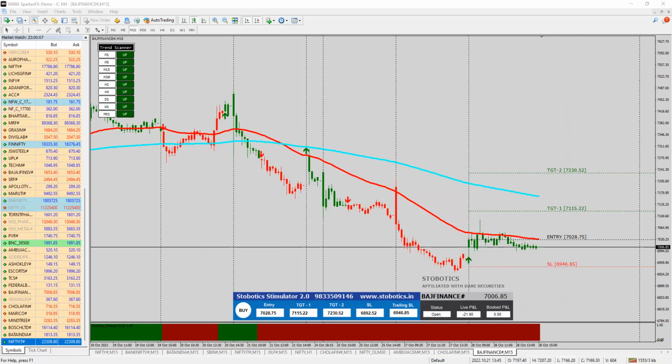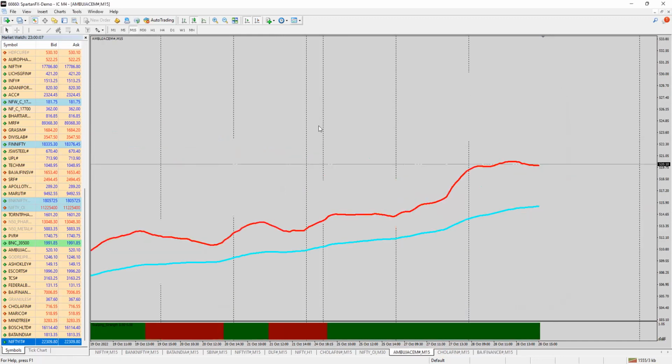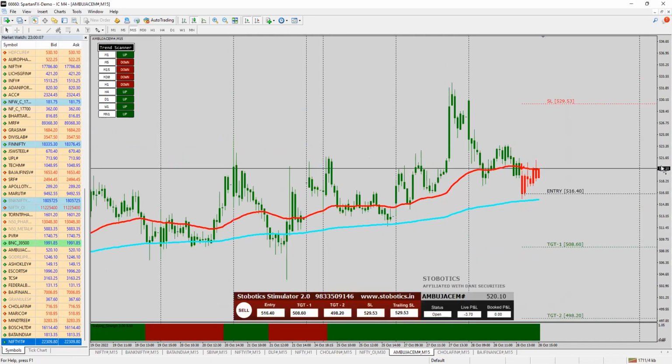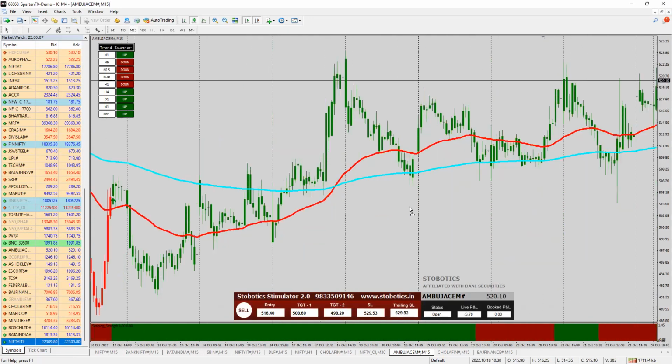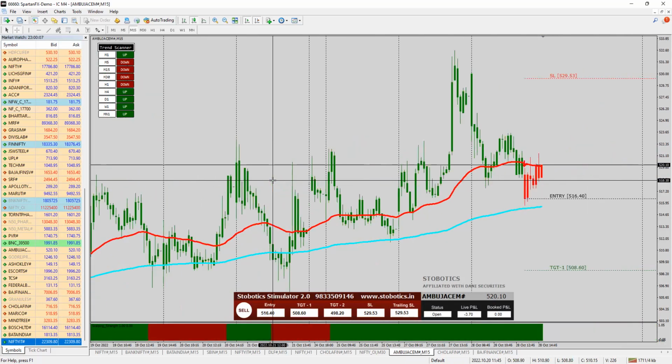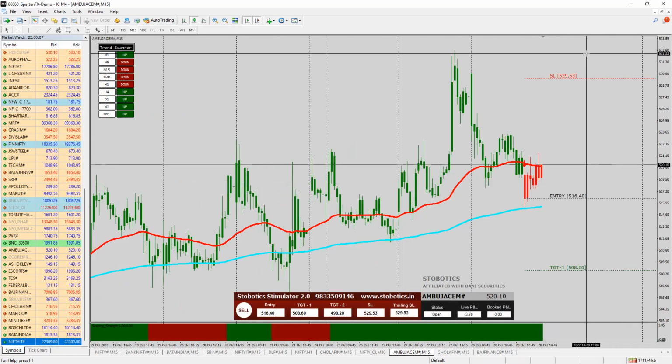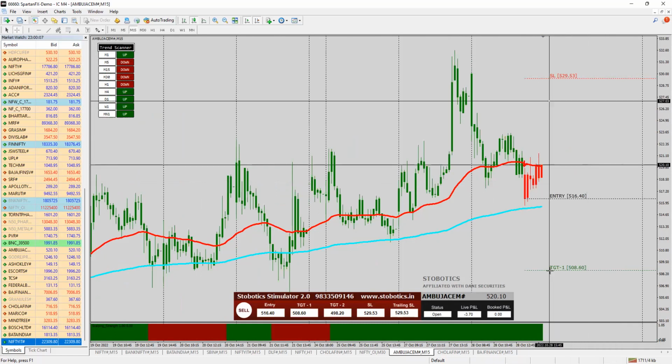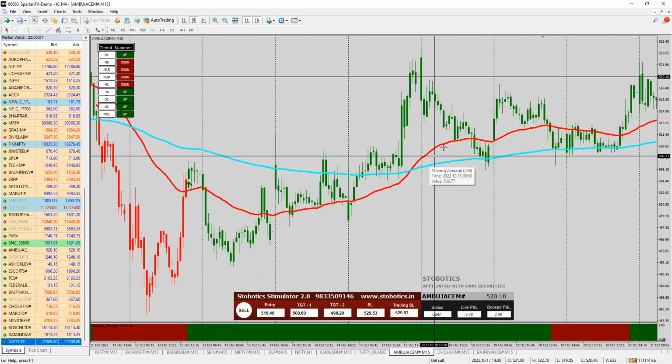All right. Now coming to Ambuja Cement, we also gave a buy signal in this, and this also made a very good amount of profit. You see this. This was a buy from somewhere around this level, 506. It was a buy at 506 and it went till around 532. This is above 50, above 200.